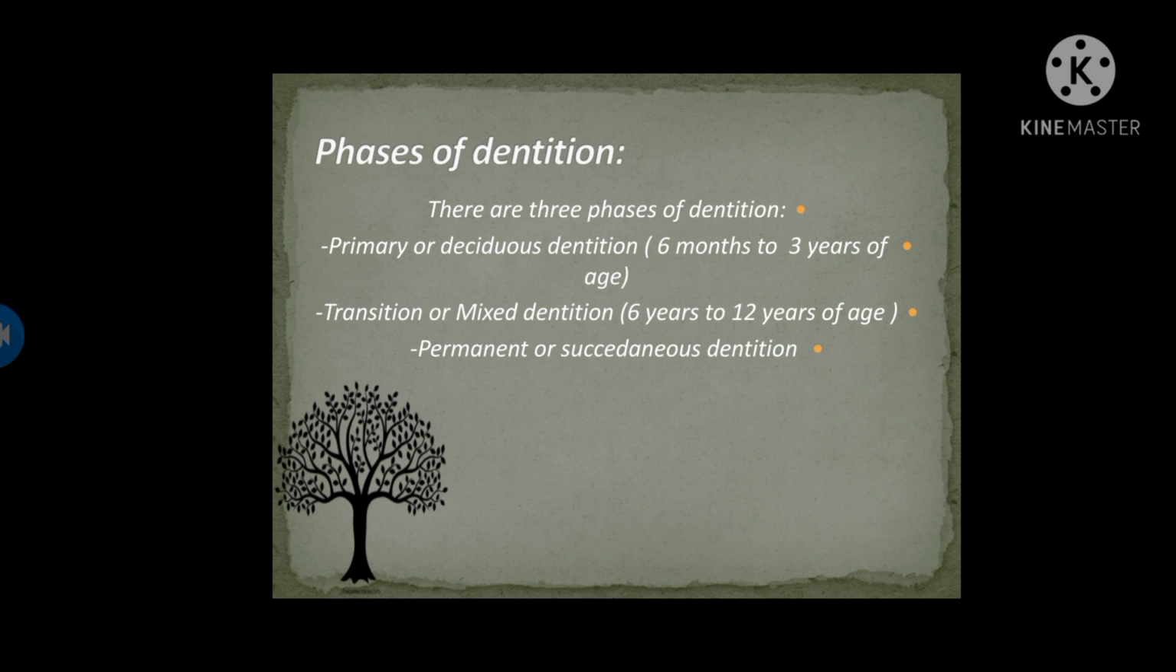Then we have the second phase, that is the transition or mixed dentition phase. It begins at 6 years of age and ends at 12 years of age, when all the deciduous, which is also called the primary teeth, shed off.